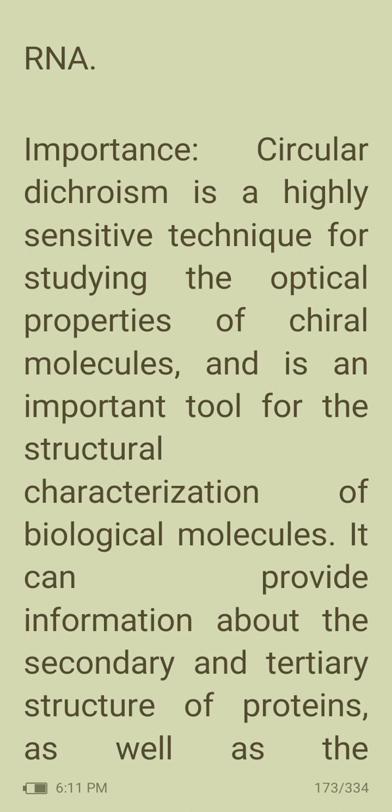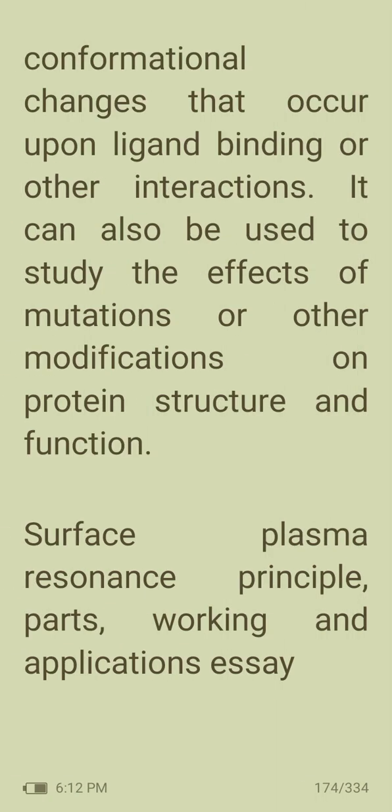What is the importance of circular dichroism? Circular dichroism is a highly sensitive technique for studying the optical properties of chiral molecules and is an important tool for the structural characterization of biological molecules. It can provide information about the secondary and tertiary structure of proteins as well as the conformational changes that occur upon ligand binding or other interactions. It can also be used to study the effects of mutations or other modifications on protein structure and function.